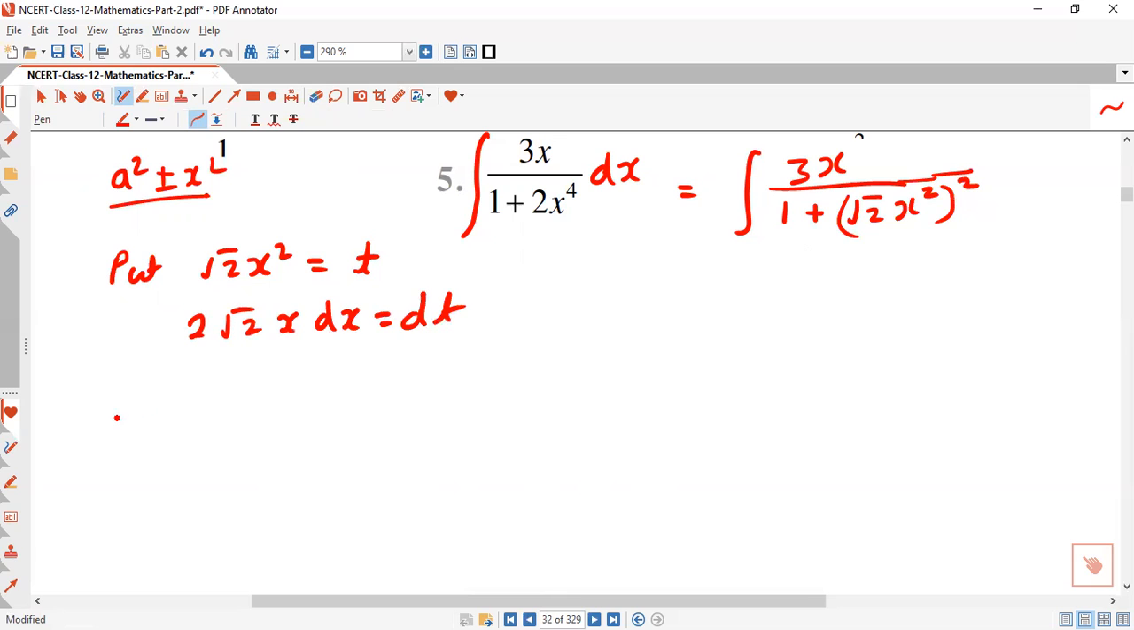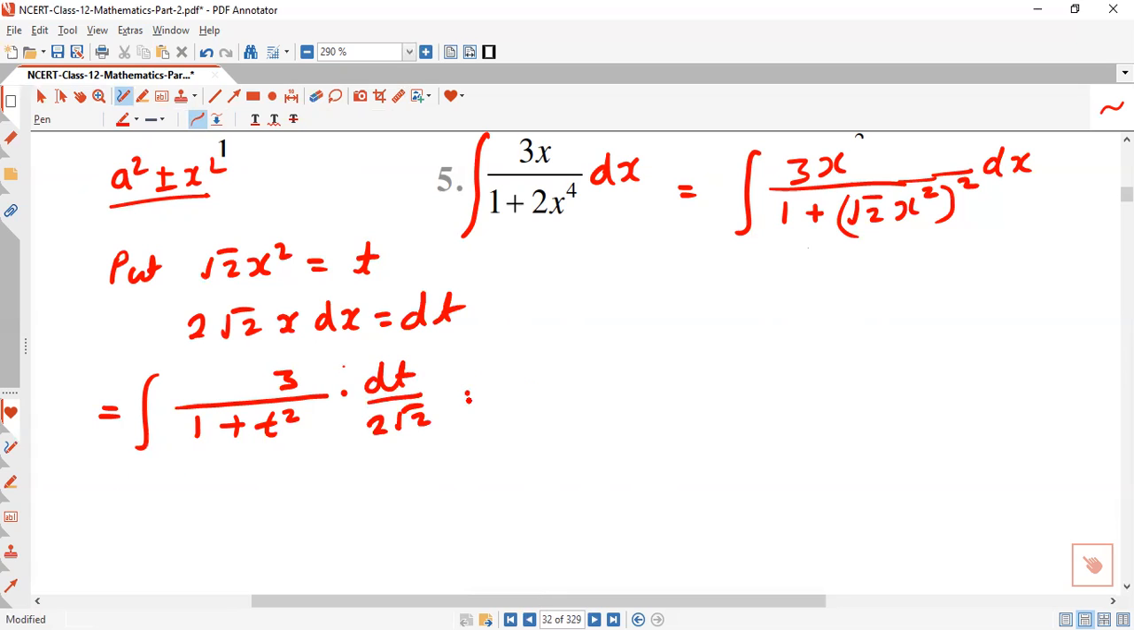So this integration becomes what? 3x dx is given to you, and in the denominator we have 1 plus t square. The numerator is 3 times x dx, and x dx equals dt upon 2 root 2. So we have 3 here, and x dx becomes dt upon 2 root 2.